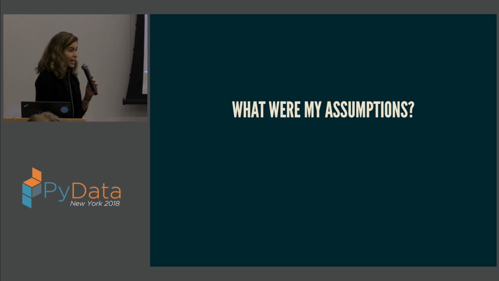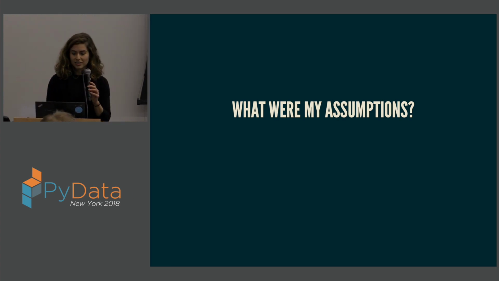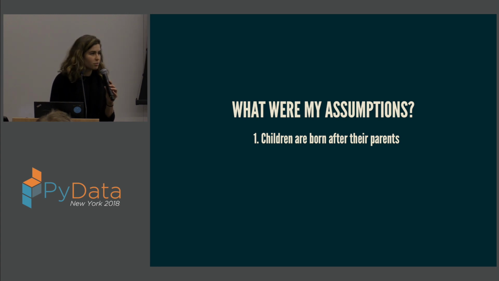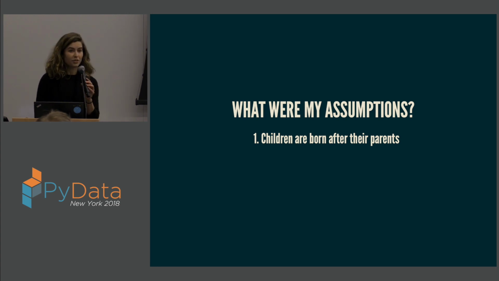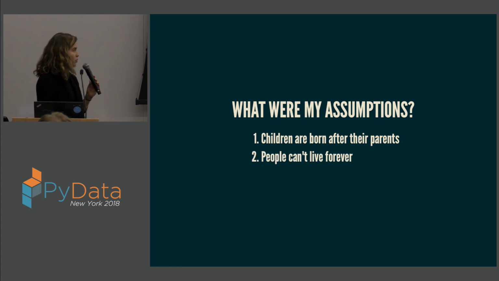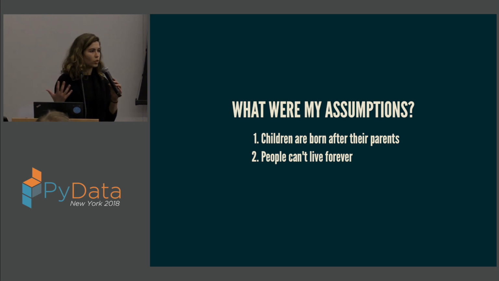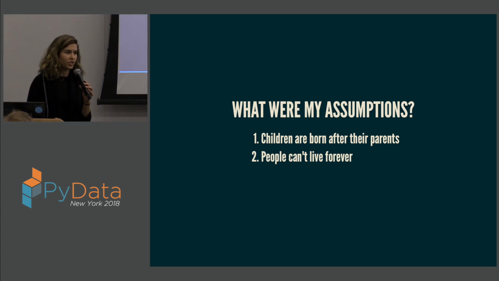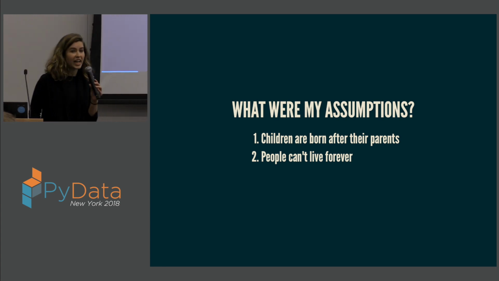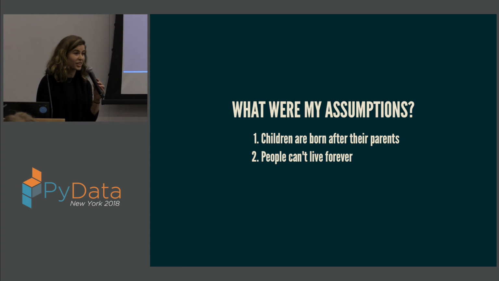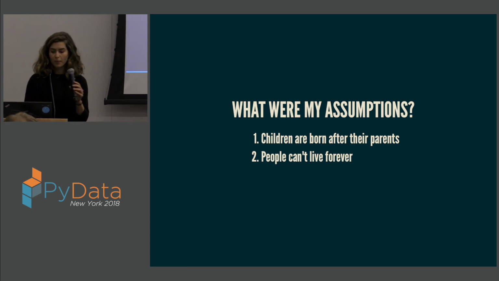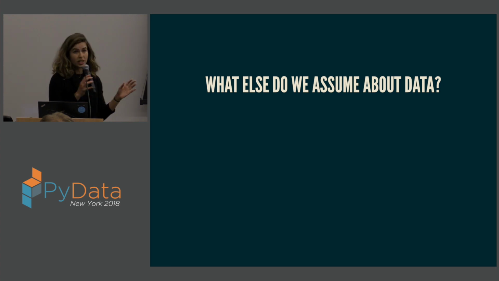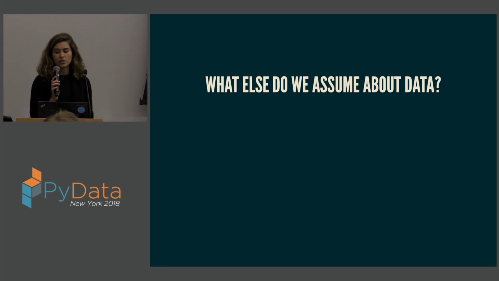So what were my assumptions in this little story? The first one, pretty basic: children are born after their parents. And the second one is that people can't live forever. There's an upper bound to how old a person should be. So if I'm looking at a child that's born in the year 8, not only am I concerned that they were born before their parent, I'm also concerned that they're really, really old. And of course, these aren't the only things that I assume about data.